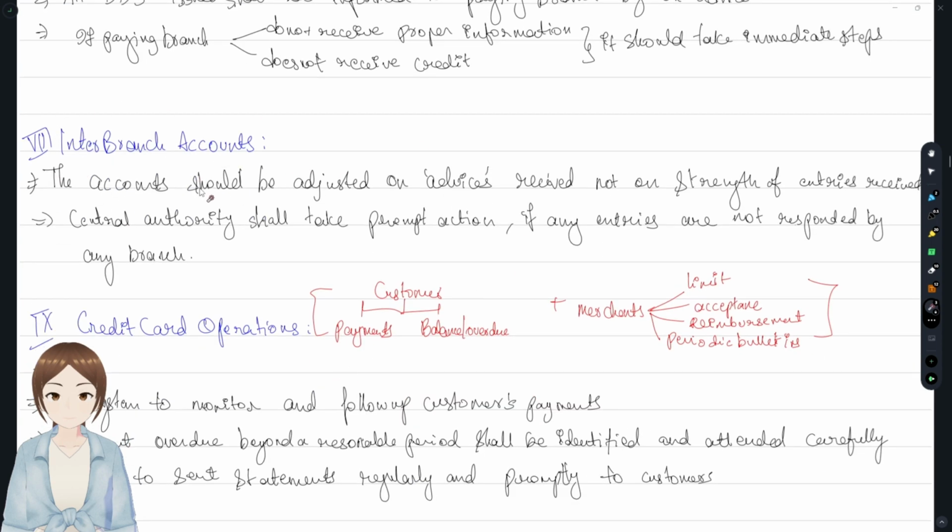And with regards to interbranch accounts, the accounts should be adjusted on advices, that is, proper communications received, not on the strength of the entries received. That is, not on the entries that were received. They have to adjust only for the advices received. Adjusting is mostly like reversing, so as not to duplicate the entries at amalgamation time, etc. And the central authority should take prompt action if any entries are not responded to by any branch.